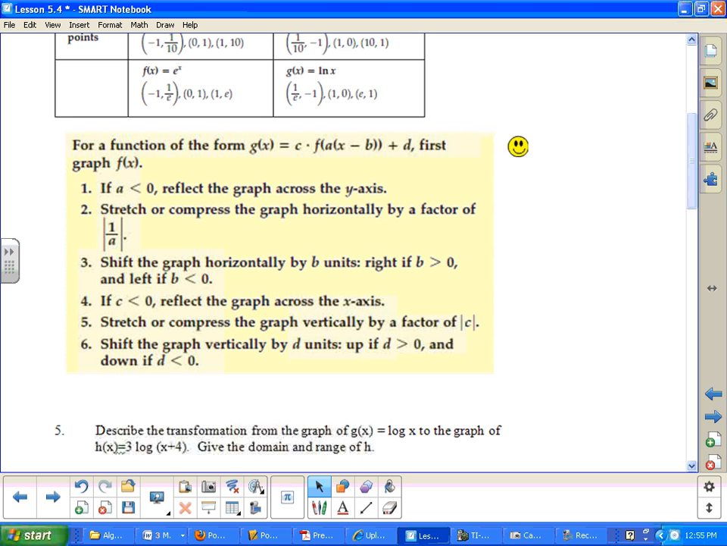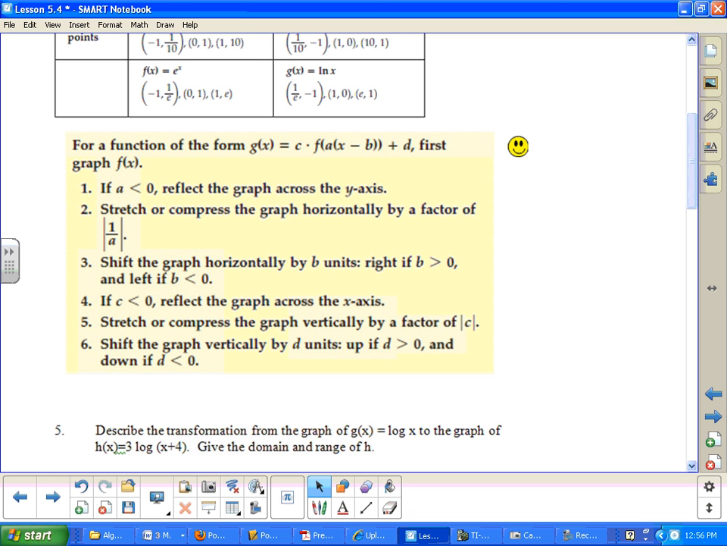So transformations. g of x equals c times f of a times the quantity x minus b, plus d. Reminder of what those are. The letter a is a horizontal stretch or compression. That happens first. The letter b is a horizontal shift to the left if b is negative, to the right if b is positive.